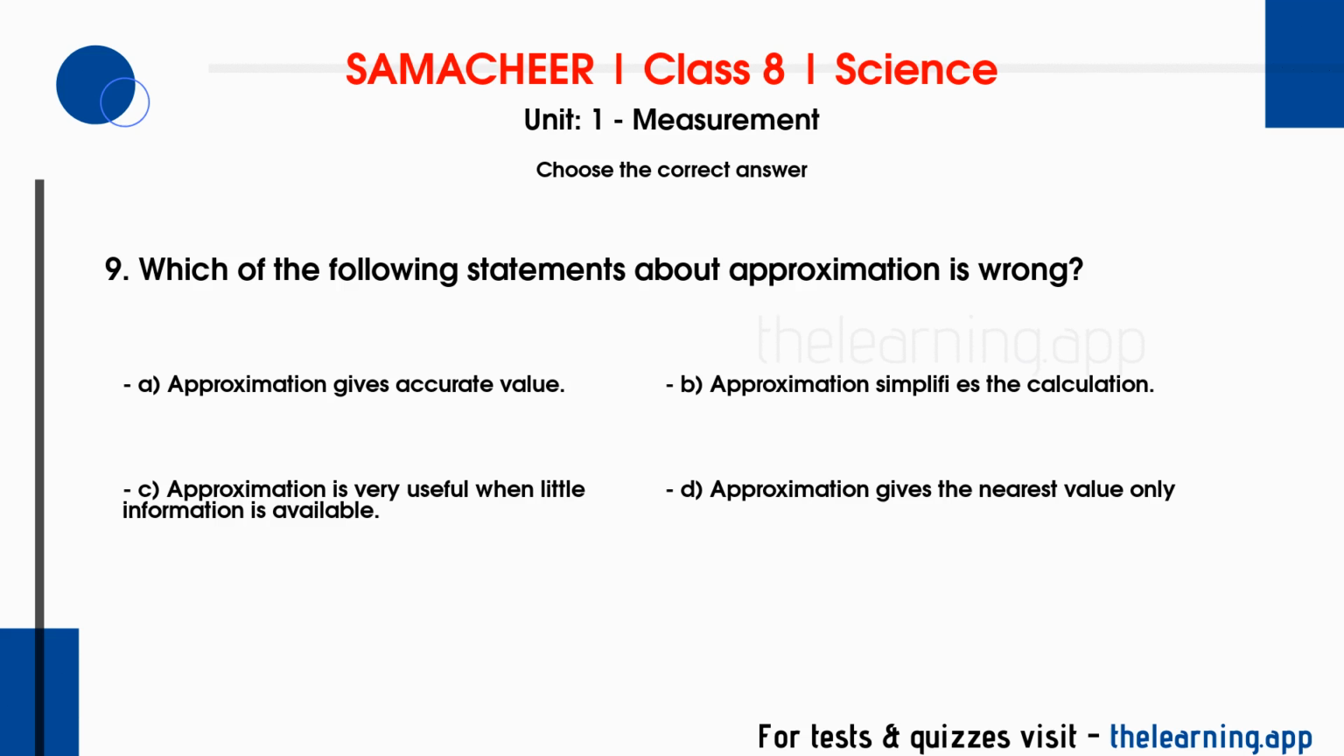Options are A. Approximation gives accurate value, B. Approximation simplifies the calculation, C. Approximation is very useful when little information is available, D. Approximation gives the nearest value only. Correct answer is A. Approximation gives accurate value.